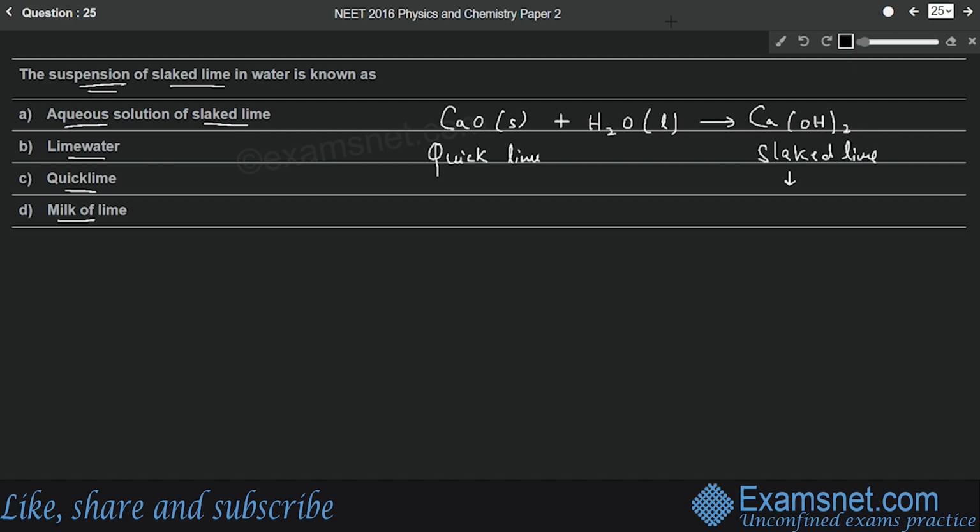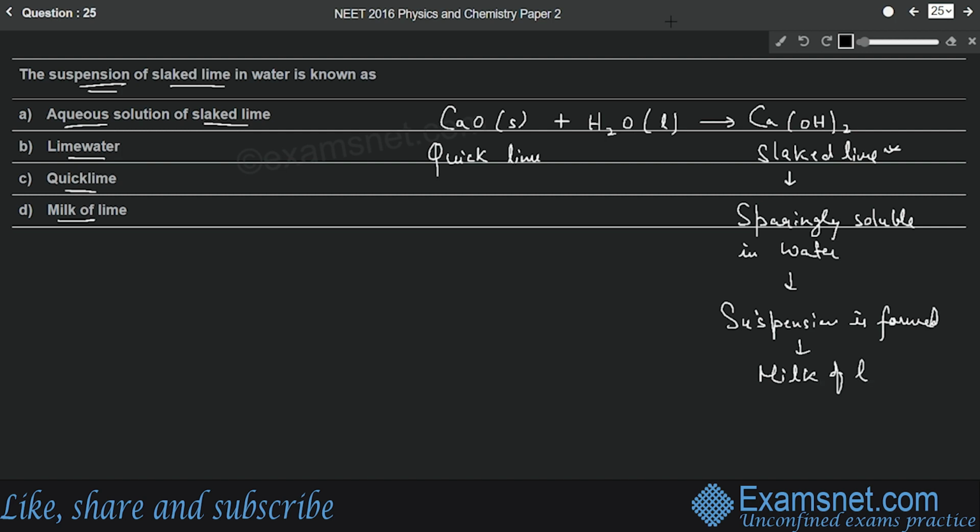Now this slaked lime is sparingly soluble in water. And this is the reason a suspension of this slaked lime is formed, and its suspension is known as milk of lime. So a suspension is formed that is known as milk of lime. So which one will be the correct answer? Option D will be the correct answer.